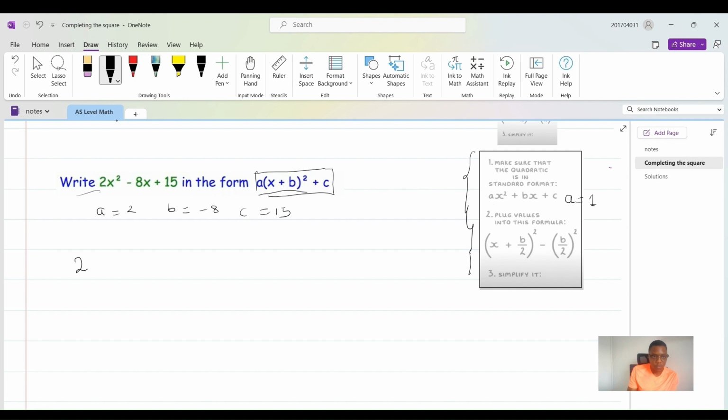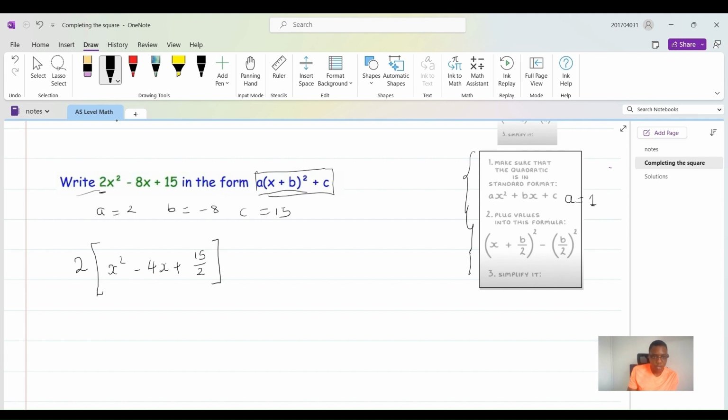So in this case, I'm going to factor out the 2. So let's do that. So it's going to be 2 divided by 2x squared. We're going to be left with x squared. Then negative 8x divided by 2, we're going to be left with negative 4x. Then 15 divided by 2, this is just going to be positive 15 over 2. Then we close this bracket.